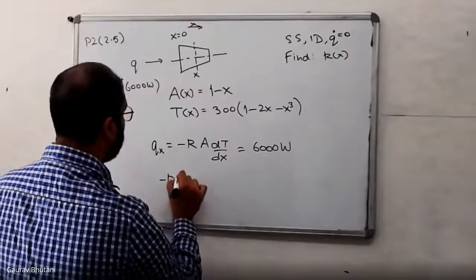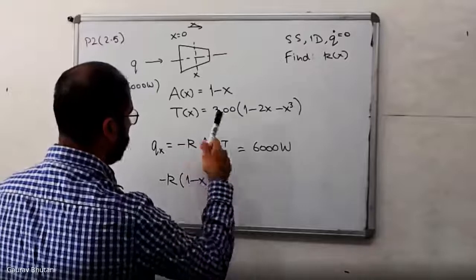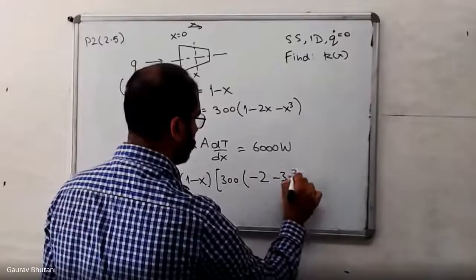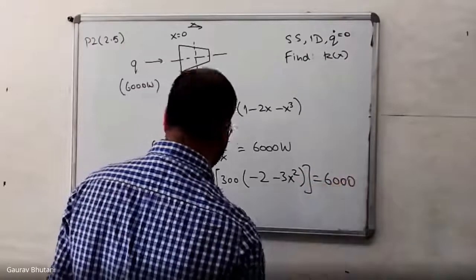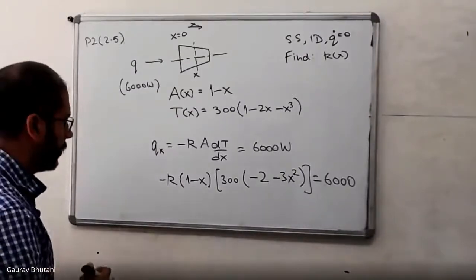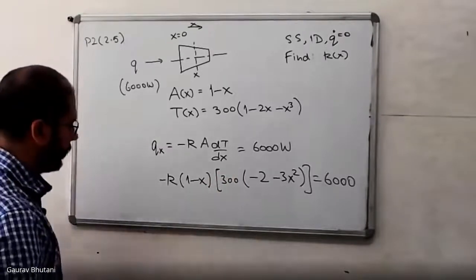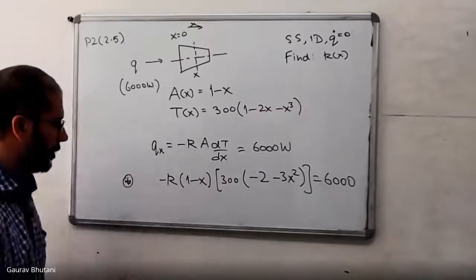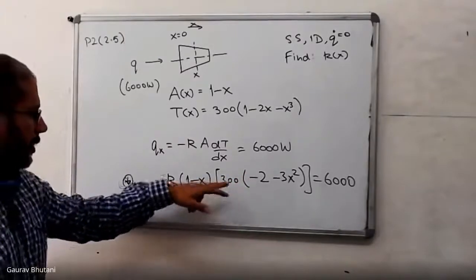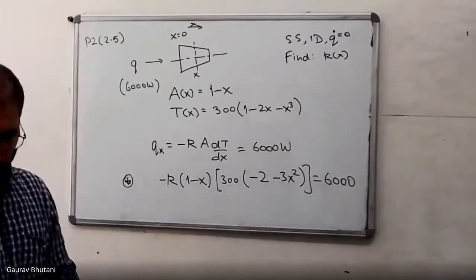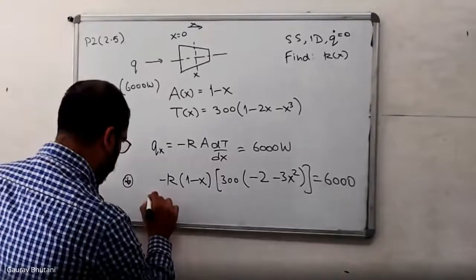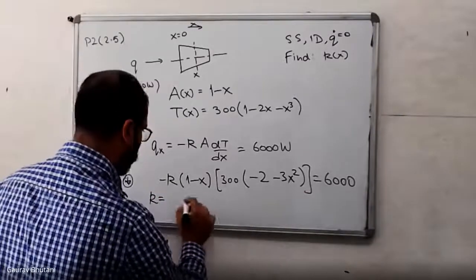This becomes minus k, and the expression for area is 1 minus x, and dT by dx becomes 300. That's it. You can find the value of the expression for k from this. So there's nothing much here. So you will see that k becomes 300 divided by 1 minus x times 2 plus 3x squared. Sorry, 6,000 divided by 300. So let's just write that. So this becomes 20.